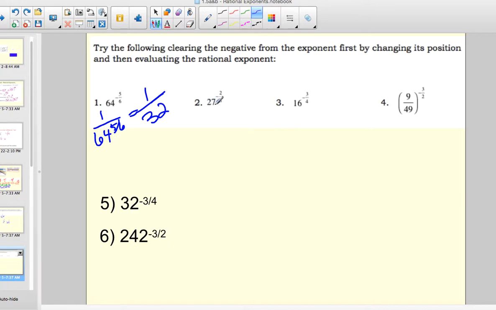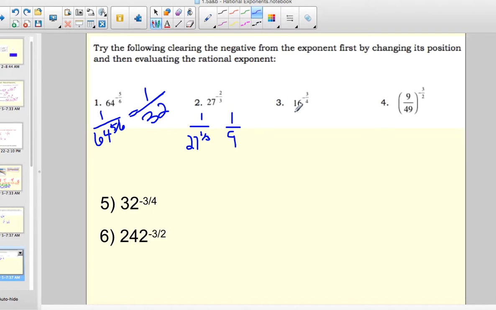This next one, we have 27 to the negative 2/3. So you would write it first as 1 over 27 to the 2/3. And from here, you would take the 3rd root of 27, which is 3, square 3, so you get 9. So your final answer would be 1/9. This one and this one you guys can do on your own, so you can pause the video and then just check the answers when you're done.